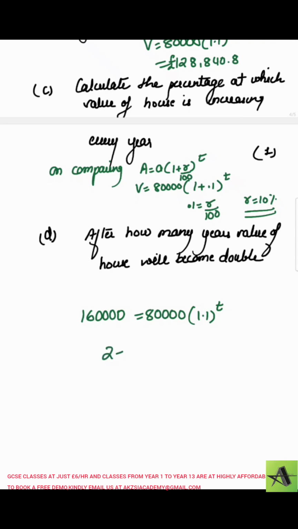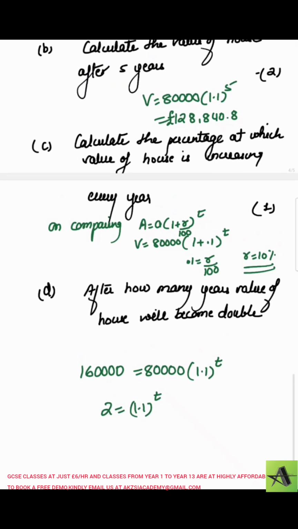You will get 2 equals 1.1 to the power of t, and it's just a hit and trial method to get the value of t. So just put t equals 1, 2, 3 and so on, and see what value you will get. One thing you can easily understand is when t was 5, the value was 1,28,840, and we want 1,60,000. That means definitely t is going to be greater than 5. So don't try 1, 2, 3, 4, 5. This will decrease your work. So now you can put t equals 6, 7, 8 and 9 and see what answer you'll get.